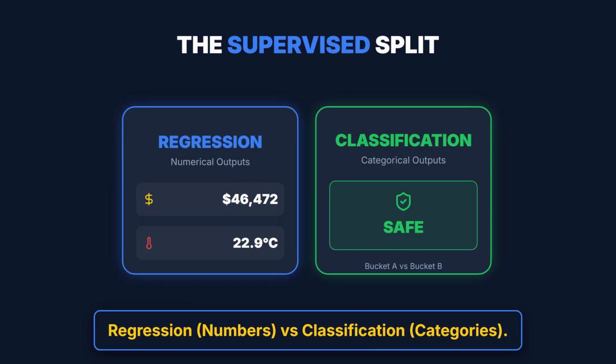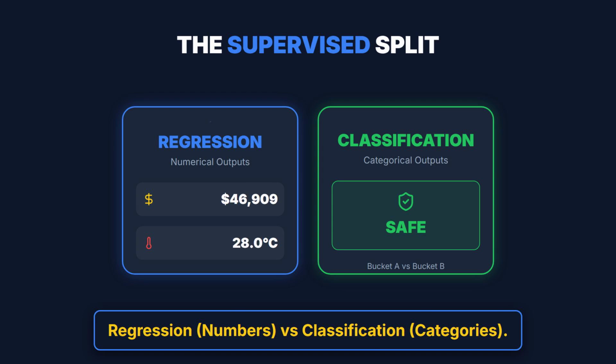Supervised learning is divided into 2 categories based on the output. Regression is for numerical values, like predicting a salary package or tomorrow's temperature. Classification is for categories, like yes or no for placement, or identifying if an email is spam.